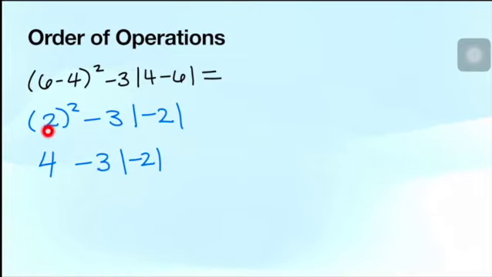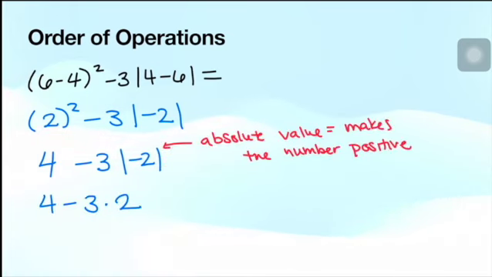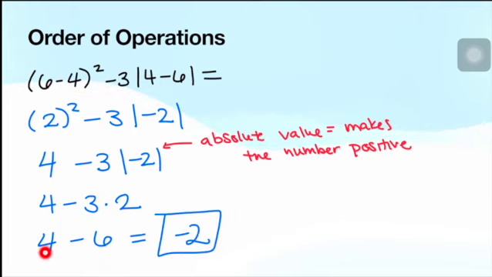Now I'm going to do my exponent, 2 squared, so 2 times 2 is 4, minus 3, absolute value, negative 2. Absolute value, again, these straight bars that you see, takes the number inside of them and makes it positive. So absolute value of negative 2 turns into positive 2. And we're left with 4 minus 3 times 2. We have to multiply before we can add or subtract. So 3 times 2 is 6. And finally, 4 minus 6, that's 4 plus negative 6, is negative 2.